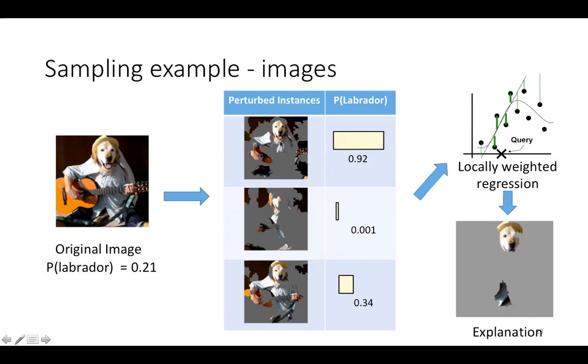So you get P Labrador as 0.92, and therefore the corresponding explanation for calling it a Labrador is given in the form of a picture explanation like this. So you have a query point, you learn a regression function by choosing other points around this point, and then using this locally weighted regression, you give a very simple explanation for your prediction. So that's the key idea.